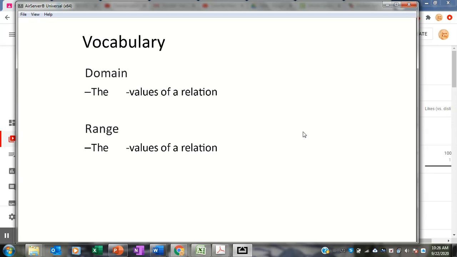And so, real quick, the vocabulary for this part. It says the domain is the, and you would want to fill in, x values of a relation. The range is the y values of a relation. So domains are x's, ranges are y's.